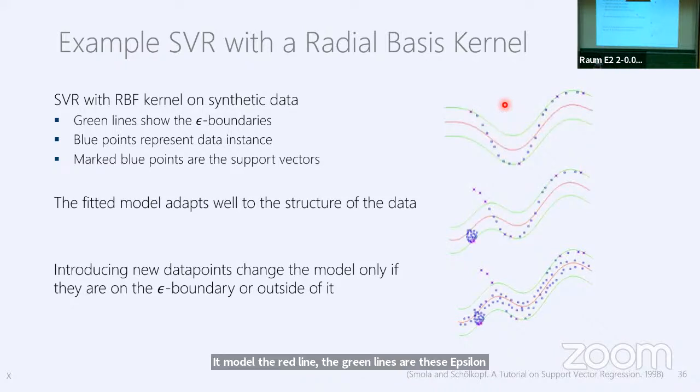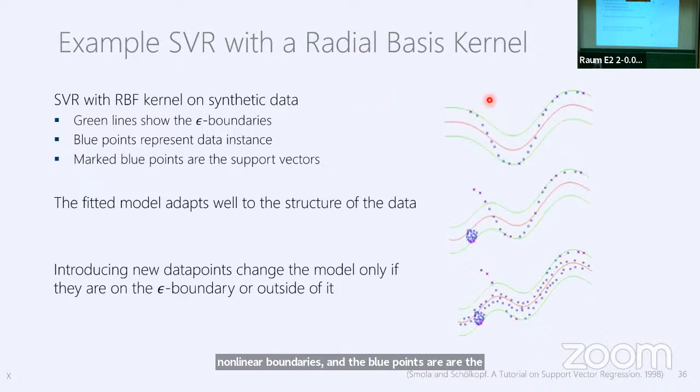So in general, if we have a linear SVR, we have the tube. If we apply the kernel to it, you get a nonlinear boundary, just like in classification. So here, this is the nonlinear boundary. These are the epsilon, this is the nonlinear model. These are the epsilon nonlinear boundaries. And the blue points are the data points that we use to fit the model.